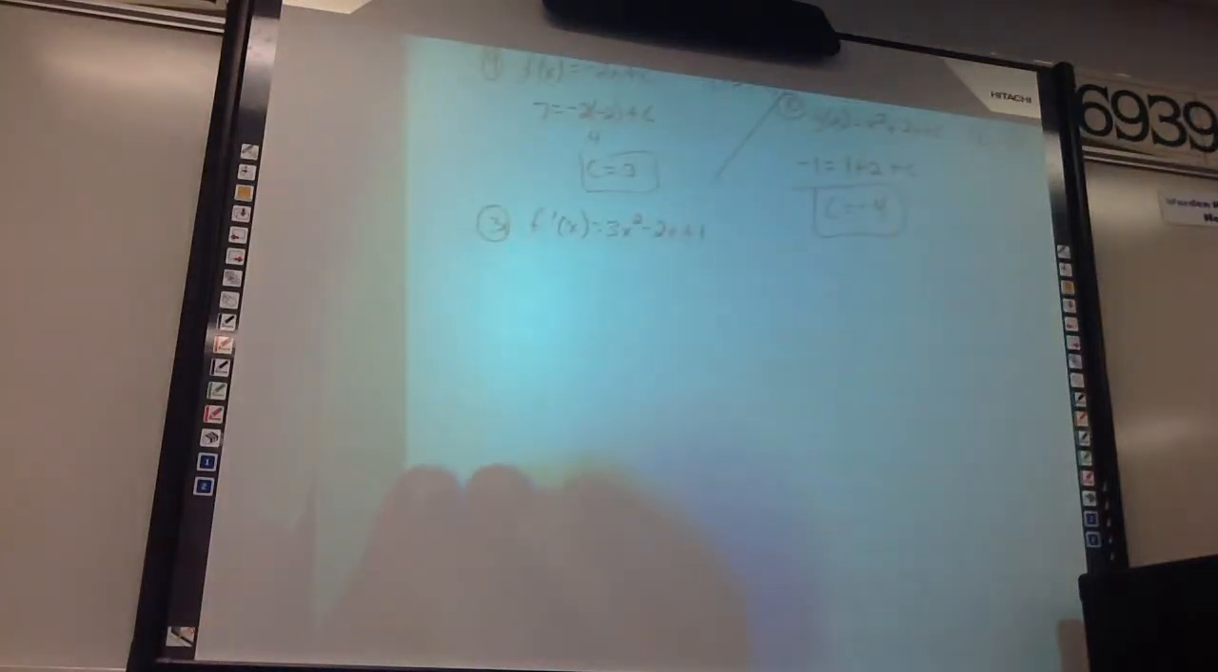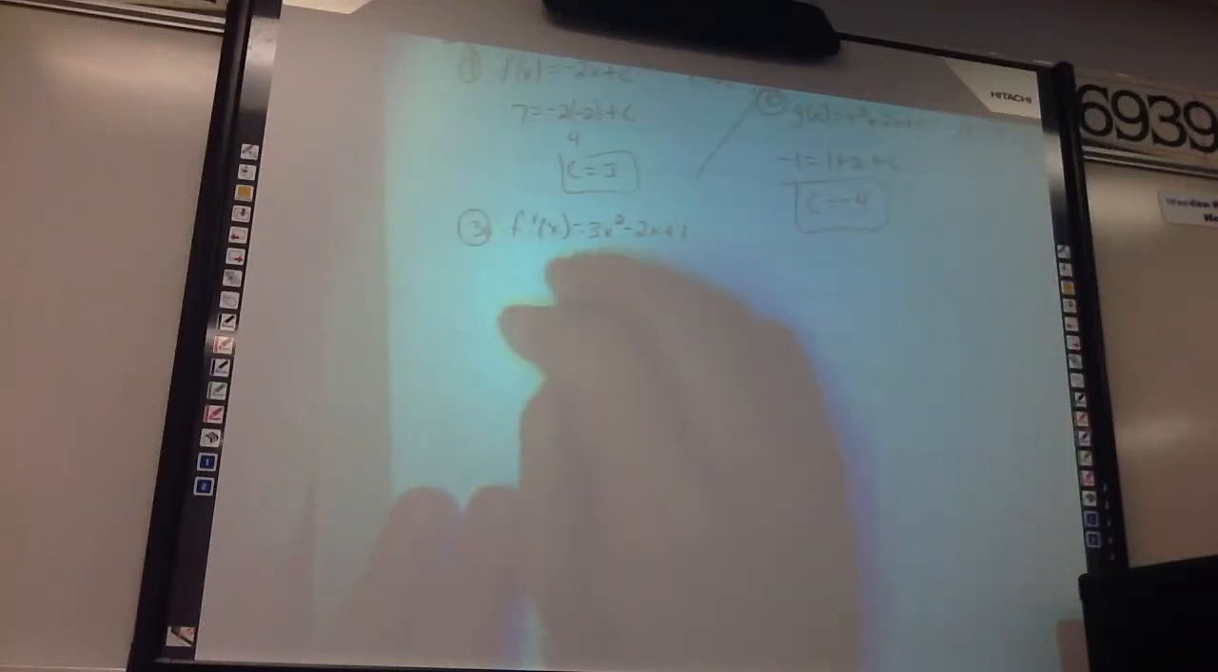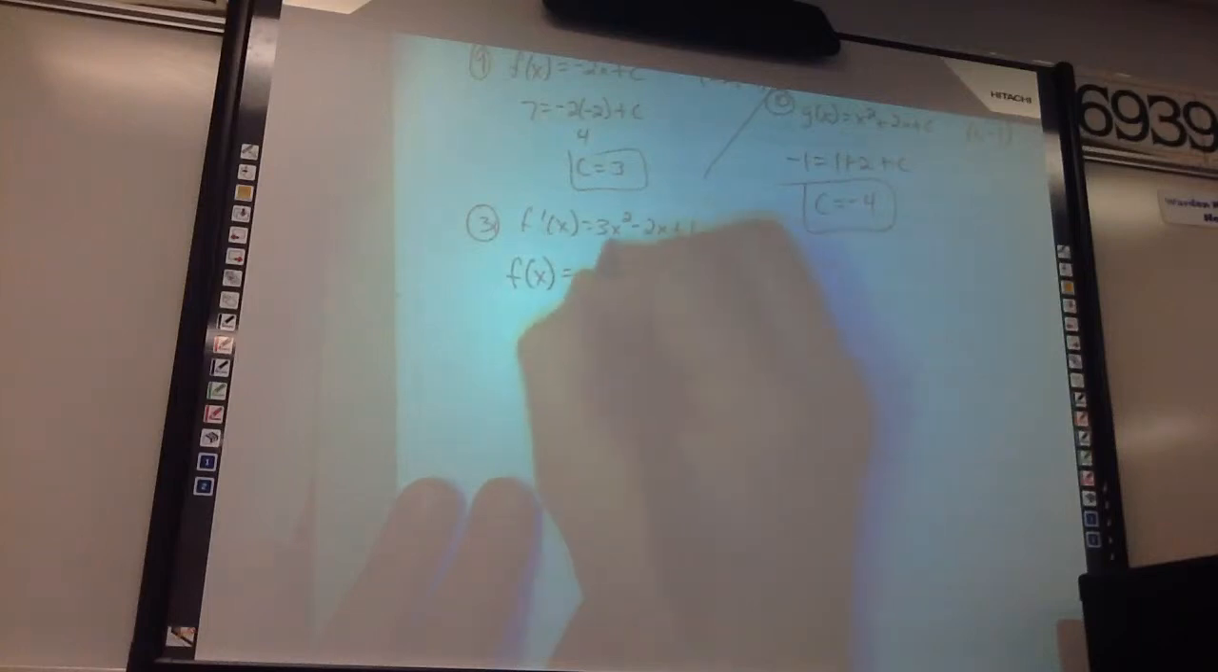You're supposed to write all the possible functions with the given derivative. Well, so the original, go backwards. That's got to be a 3, so it's just going to be x to the third. That's got to be a 2, so it's going to be minus x squared. Plus x plus C.